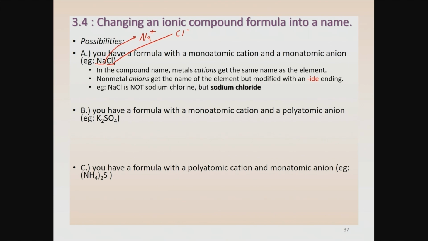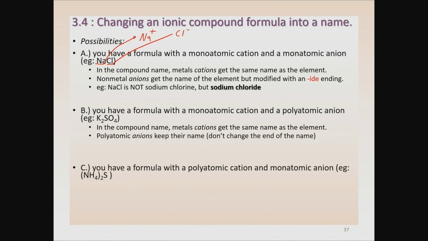So how do you figure out the name for that compound? Here in the compound name, the metal cations get the same name as the element. The polyatomic anions keep their name in the name of the compound. So you don't change the name of the polyatomic anion at all. And so you figure this out and you will find that K2SO4, when you write out the name for that, is going to be potassium, and then again just write out the name for the polyatomic ion without modifying it, so it's sulfate. So the full name is potassium sulfate.